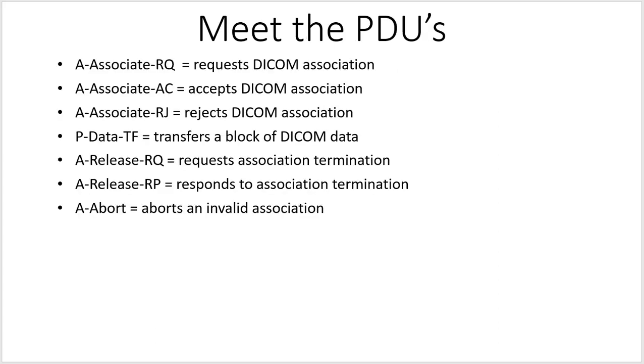A-ASSOCIATE-RQ is a request, which requests DICOM association. A-ASSOCIATE-AC accepts DICOM association. A-ASSOCIATE-RJ rejects DICOM association. P-DATA-TF transfers a block of DICOM data. A-RELEASE-RQ requests association termination. A-RELEASE-RP responds to association termination, and A-ABORT aborts an invalid association.